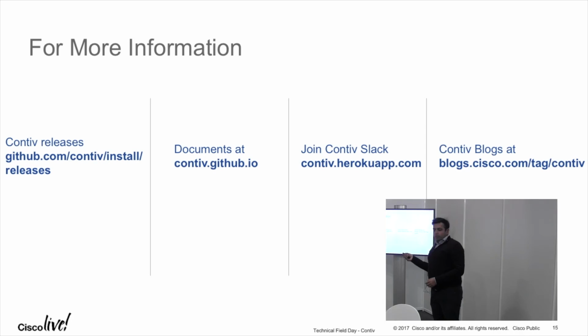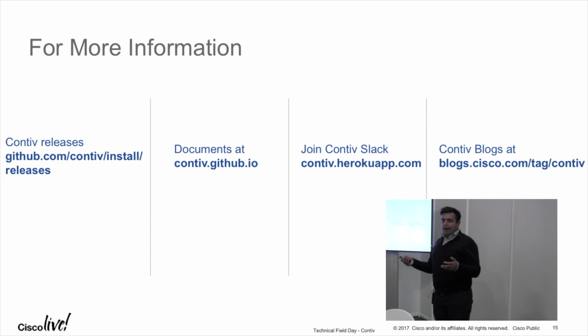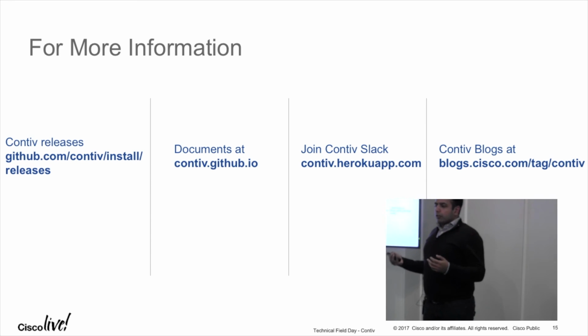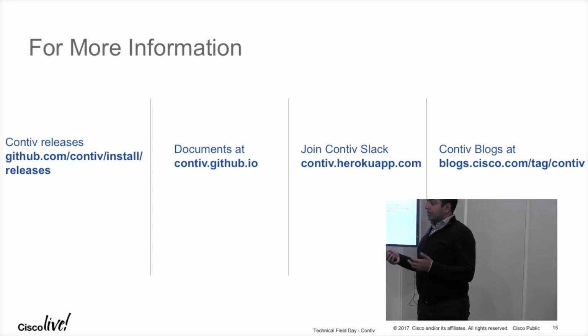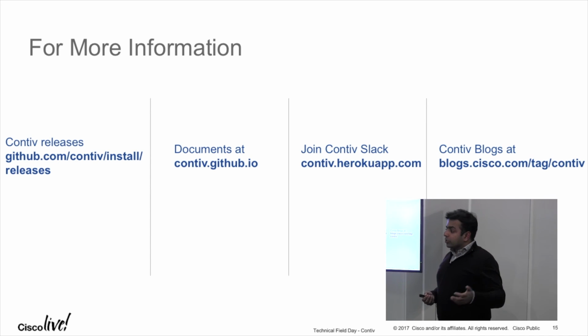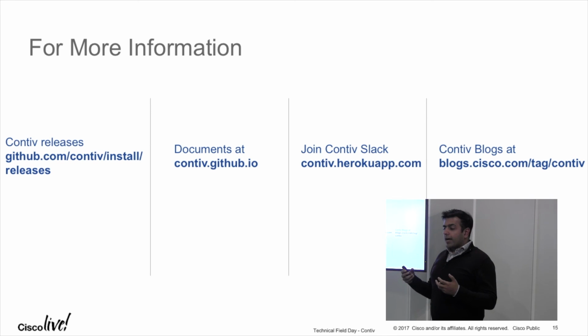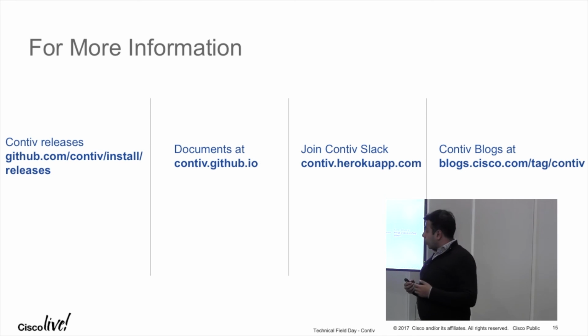For more information, we have our GitHub page that has the installed releases. So our beta code is already out. We are taking POCs. There's a customer that's in production with Contiv at the moment, SAP. And they are here at Cisco Live, and they're going to be talking about how they're implementing Contiv with ACI within their production deployments.